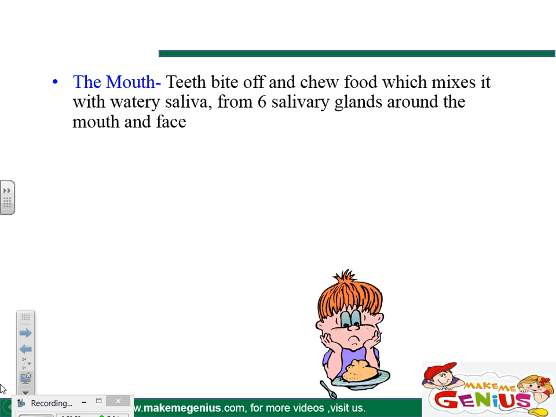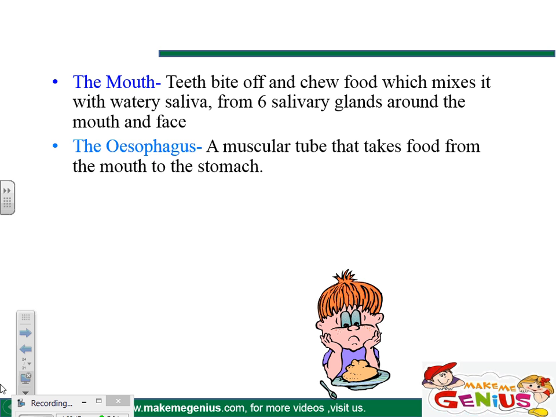Your mouth is a very important part of your digestive system because we bite food off, we chew it, and it mixes with the watery saliva in our mouth, and it goes down to our stomachs. It has to pass through our esophagus, which is the tube from your mouth to your stomach.